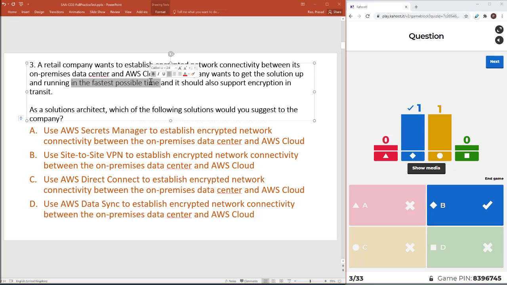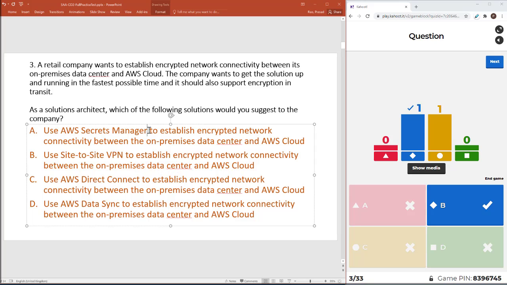From the question itself, because there is connectivity required between the on-prem data centers and the AWS cloud, the option can only be either B or C, because that is the way you can have connectivity between on-prem and AWS. There are only two options: either site-to-site VPN, which is more software-based, and AWS Direct Connect, which is more of a hardware, like a fiber line between on-prem and AWS.